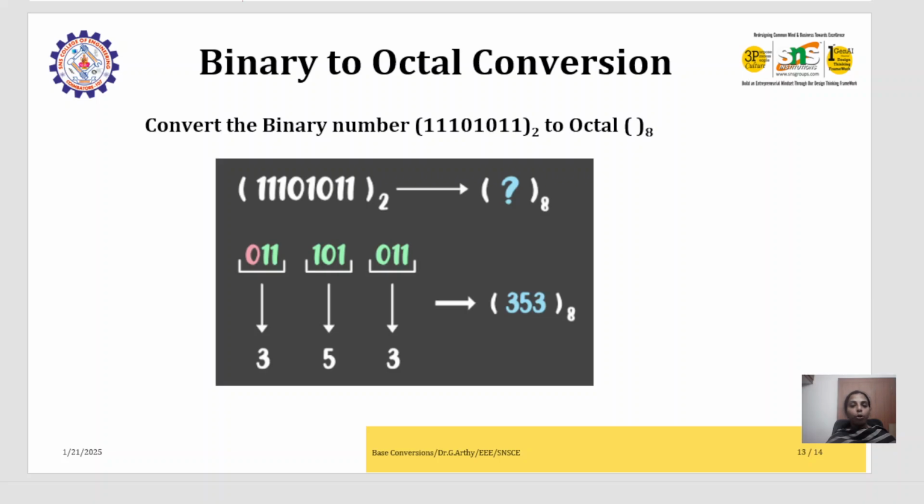Then binary to octal. If I want to convert a binary number to an octal number, from the right you partition the number into groups of 3 bits and then convert each group from binary to decimal as normal, like 1 into 2 power 0 plus 1 into 2 power 2. Individually, every 3 bits has to be converted separately into a decimal value. Altogether, it forms an octal number.